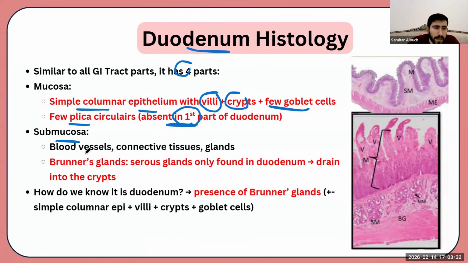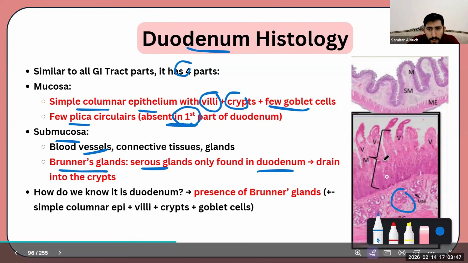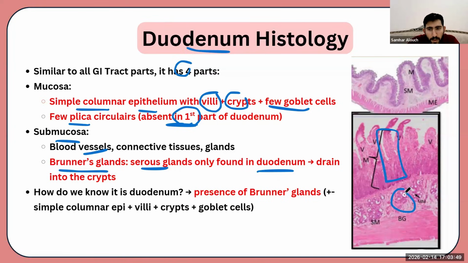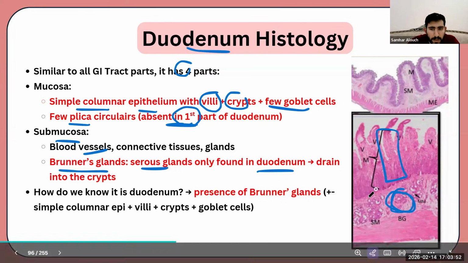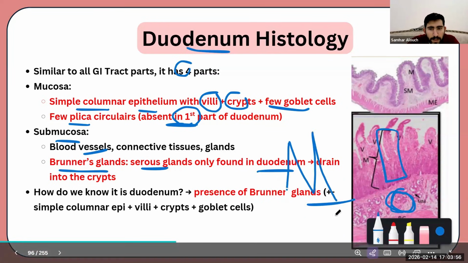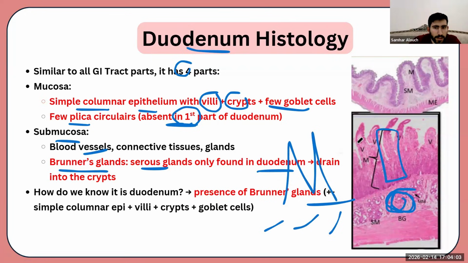Then we have the submucosa, and the submucosa has blood vessels, connective tissue, and glands. The most important glands in the duodenum are Brunner's glands. They are serous glands, so they will appear darkish or dark pink. These are the Brunner's glands. Here we have the epithelium or mucosa, and here we have the glands in the submucosa. That's the difference between the stomach and the duodenum. The stomach will be attached here. It will have simple columnar epithelium, but here it's empty. Here it's full of glands. That's how to differentiate at the gastro-duodenal junction.